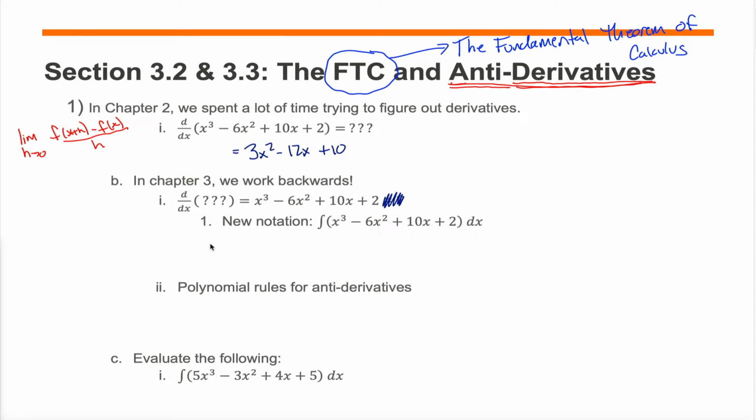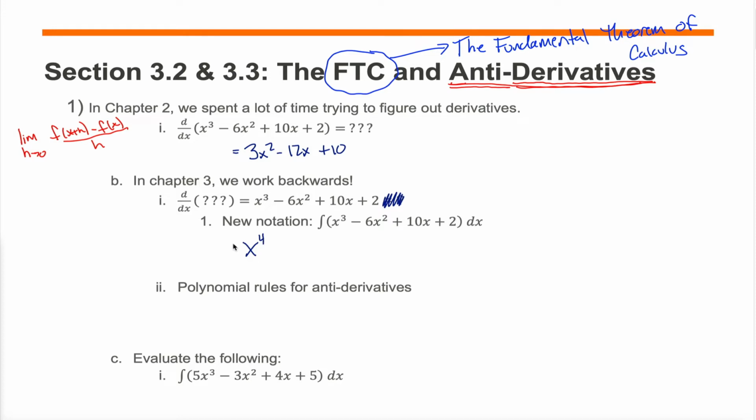So if there is something that I took the derivative of and I ended up with an x cubed, I must have started with an x to the 4th power, right? Because I have to subtract 1 from this exponent and get this x cubed. But I couldn't have just started with x to the 4th, because if I started with x to the 4th and I took the derivative, I'd get 4x cubed. But I didn't get 4x cubed, I got x cubed. So what happened to the 4?